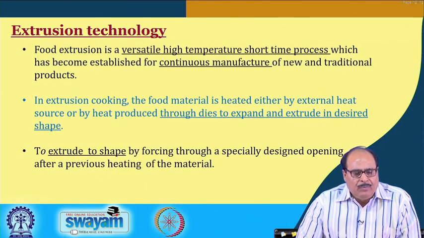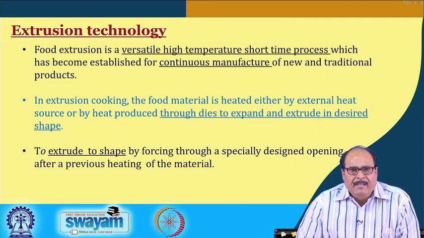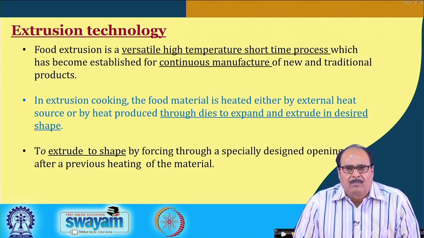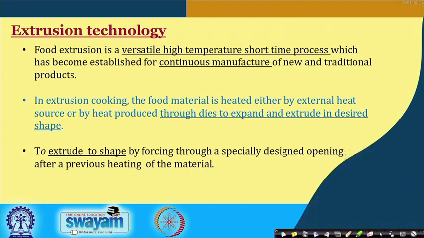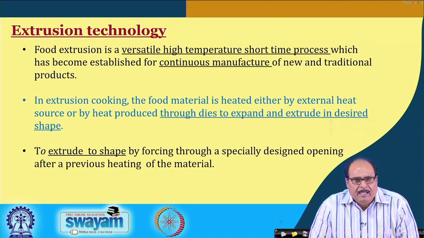You know that food extrusion is a versatile high temperature short time process which has become established for continuous manufacture of new and traditional products. In extrusion, the food material is heated either by an external heat source or by heat produced through friction, to expand and extrude in the desired shape. So, overall we can say that an extruder is used to produce extrudates of different shapes by forcing the material through a specially designed opening after a previous heating of the material has been performed.